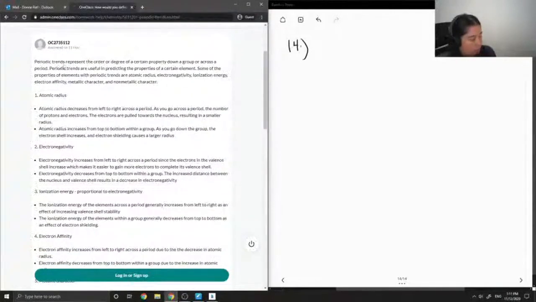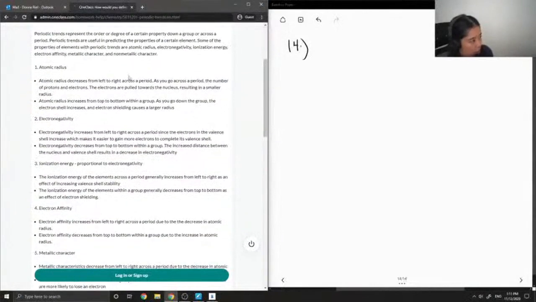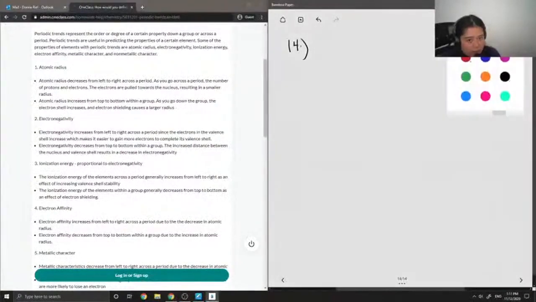So periodic trends represents the order or degree of a certain property down a group or across a period. Periodic trends are useful in predicting the properties of a certain element. Some of the properties of elements with periodic trends are atomic radius, electronegativity, ionization energy, electron affinity, metallic character, and non-metallic character. Okay, so let's look at atomic radius first.